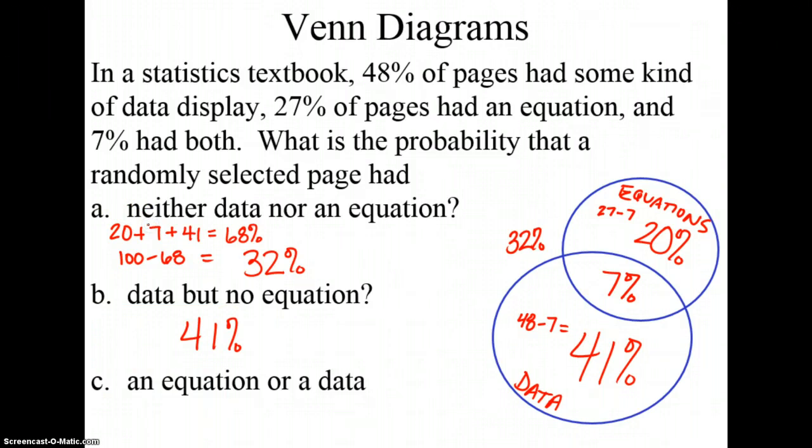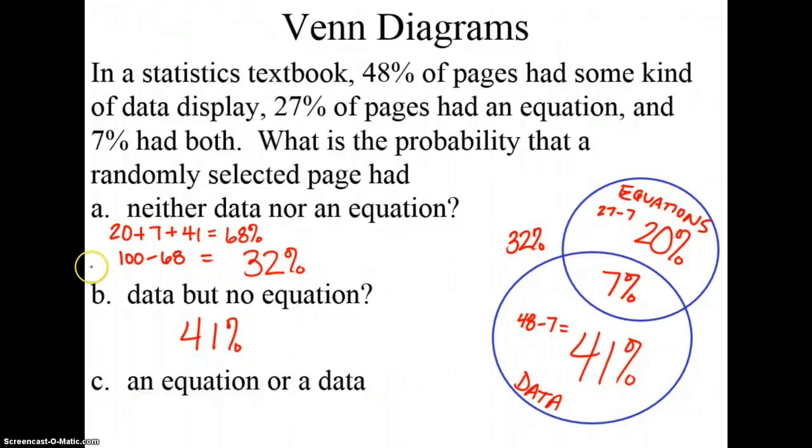An equation or data. Part C says an equation or data. And sometimes people get confused here of does that include both? And yes, it does. For example, if I asked, if this page had both things on it, and I said, is there an equation on this page? You would say yes. Is there data on this page? You would say yes. Okay, so unless it says but not both, you assume that can be also both.